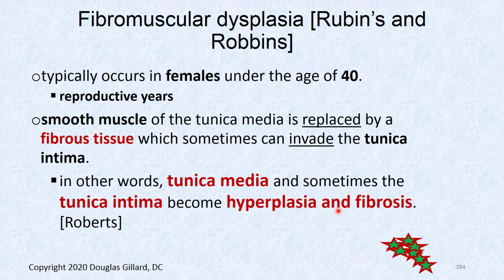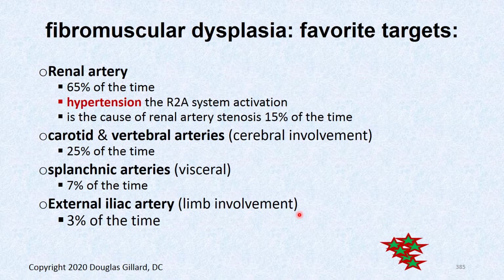Right? In other words, tunica media and sometimes the tunica intima can move down into the intima. They become hyperplastic and fibrotic. Okay, where does the fibromuscular dysplasia usually attack? So this one loves the renal arteries.